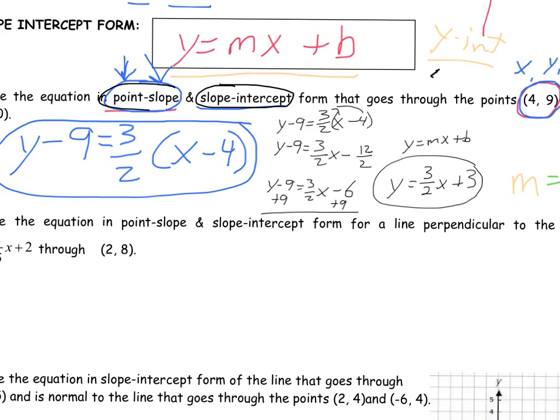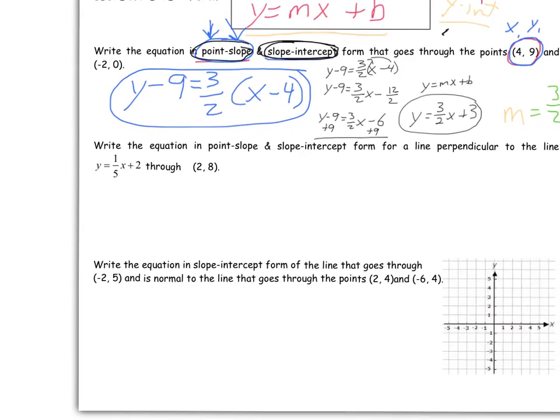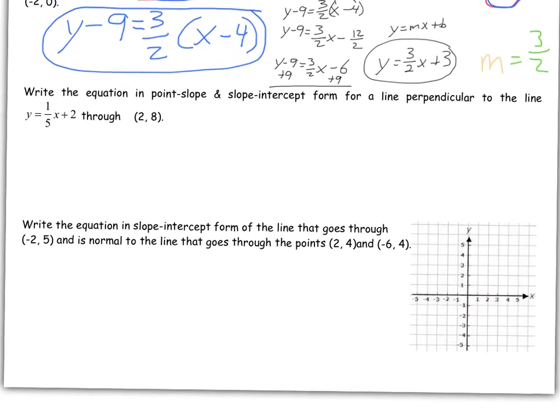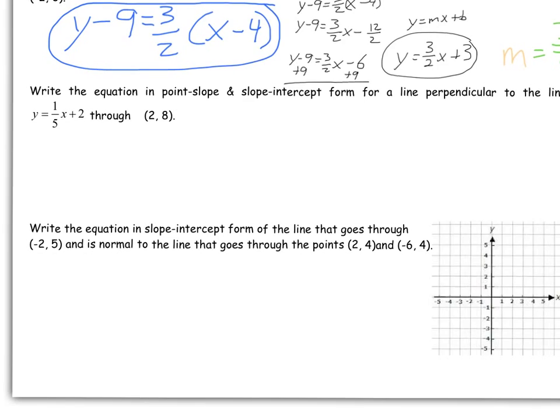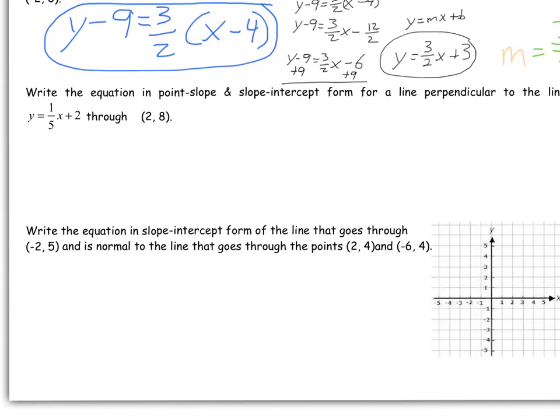So we've got point slope form in blue, and we have slope-intercept form here in black. It all started with us having to find the slope, putting it in point slope, and then going from point slope to slope-intercept. All right, let's look at the next question. Write the equation in point slope and slope-intercept form for a line perpendicular to the line that passes through that right there.